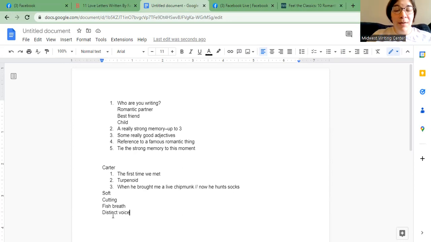So maybe fish breath, right? That's a smell, you know it right away. Soft, that's a tactile, easy one. I don't have a really good description of the voice here, but I've got something to work with. I'm saying, come back to this when I have distinct voice. This is again working with your memory, especially if you can tie it back to the 1 to 3 memories that you're using.